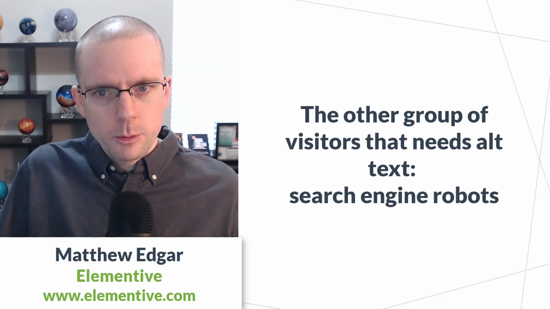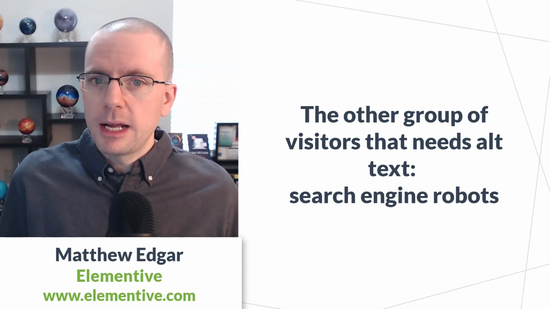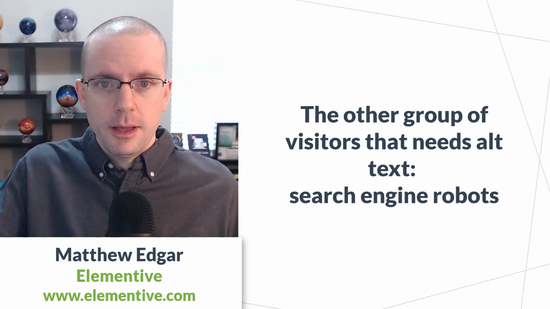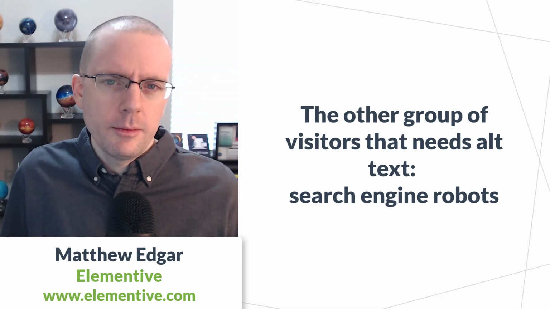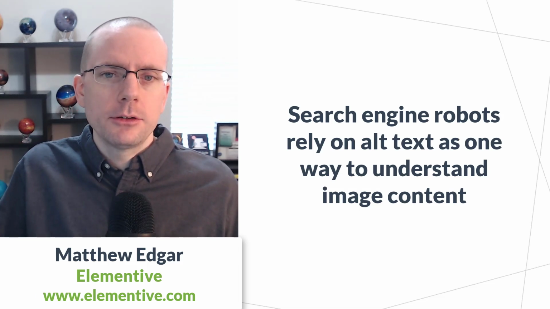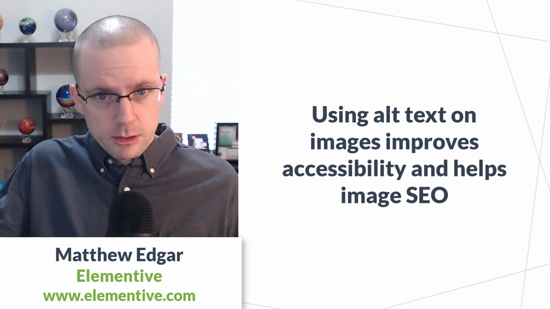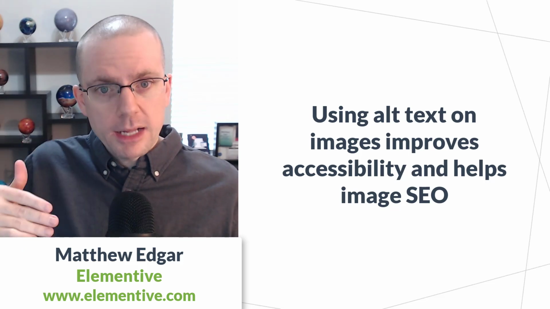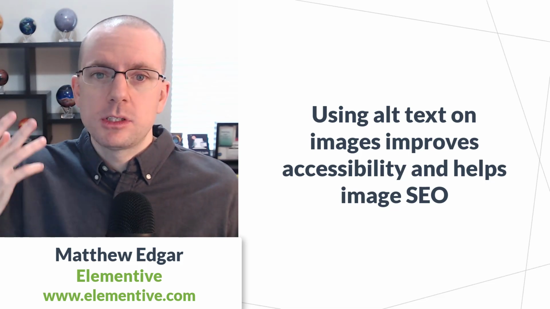The other group of visitors coming to your website who will need alternative text are robots. So Googlebot, for example, will come to your website and find that there are images, but Google's bots can't necessarily see the image, at least not in the way we see the image. And so they're relying on the alt text as one way to understand what that image contains. So both for accessibility reasons with people using screen readers and for SEO reasons for robots coming to your website, we need to have alt text to describe our website's images.